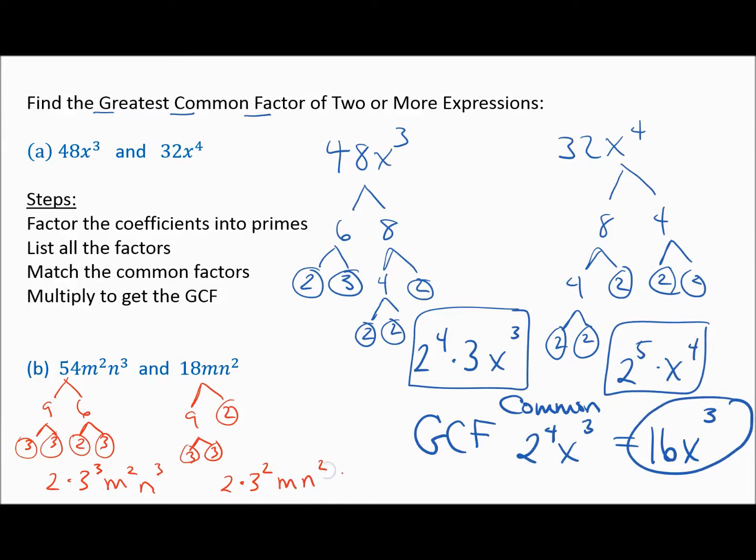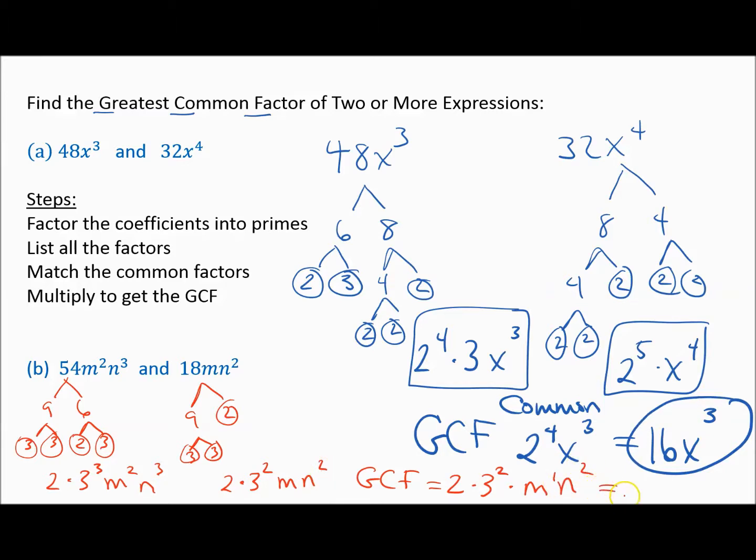Now remember, the greatest common factor is what they both have. So let's look at the 2s. They both have a 2 to the first. So a 2 is part of our greatest common factor. Look at my 3s. I have 3 to the third and 3 to the second. Again, what's common to both of them is the lower exponent, 3 to the second. And then I have an m to the second and an m to the first. So I have to pull out the smallest, which is the m to the first, and I have an n to the third and an n squared. Again, what's common to both is the n squared.